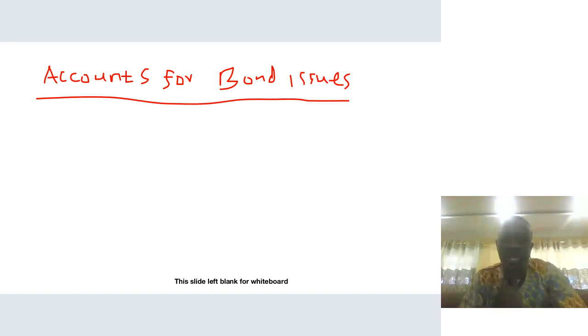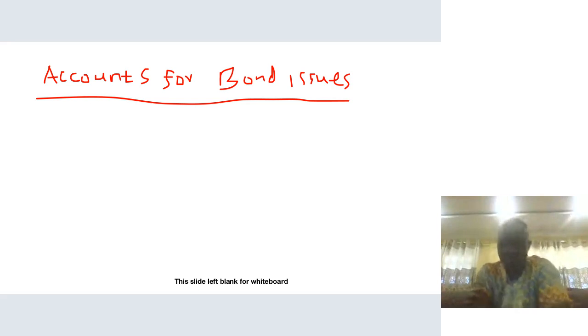Now, you can issue bonds in various ways. For example, we can issue the bonds at par value. Par value simply means the face value. Or you can also issue the bonds below the par value, which means that you are issuing the bonds at a discount. And also, you can issue the bonds above the par value, which means that you will be issuing the bonds at a premium.